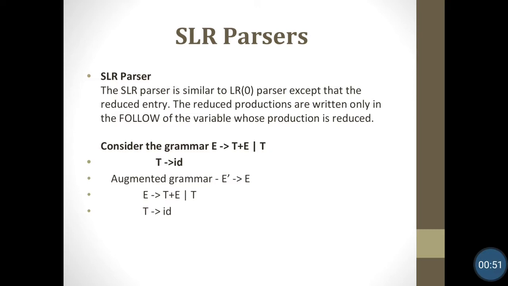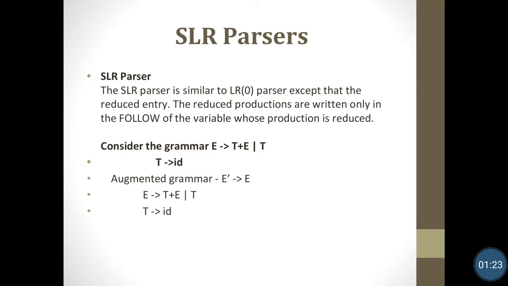In LR0 parser, we mention reduce entry in all the cells without considering any first and follow, but in a SLR parser, we define reduce entry only in the cell by using follow for that production rule.